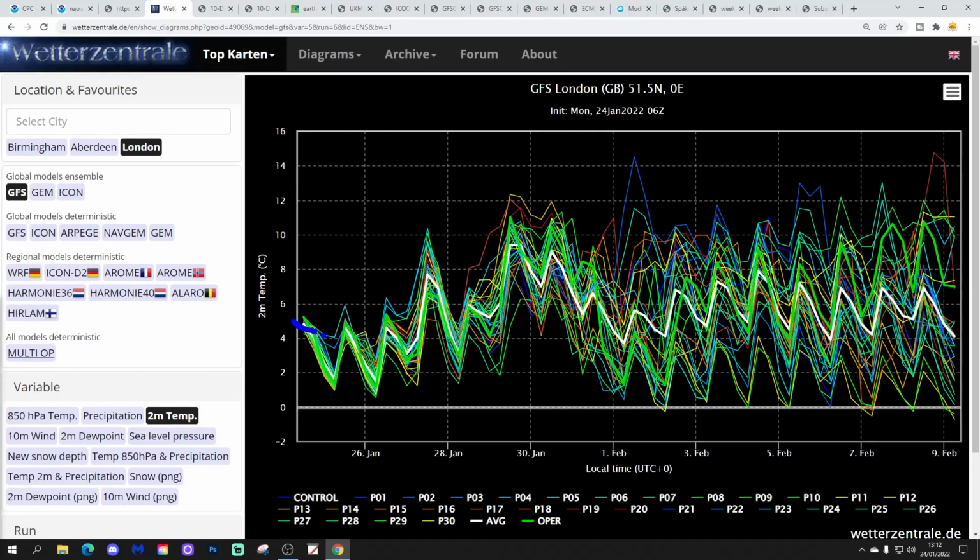So starting off quite cold with the surface temperatures at the moment. It does go a bit milder there, and then we get that cold snap around the turn of the month, and then holding steady close to or a little bit above average.